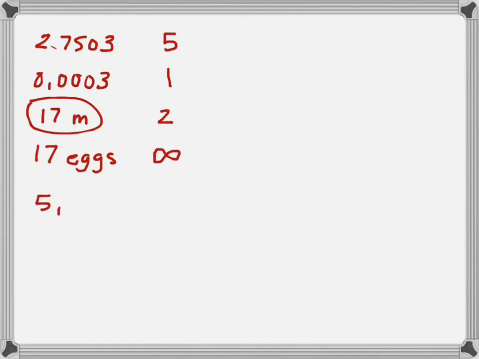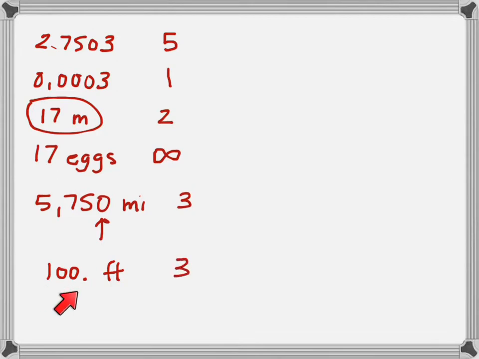Let's see. 5,750 miles. 3. Because this trailing 0, there's no decimal point in the number. How about that one? That one also has 3. In this one, I wrote a decimal point there. Did I have to write that? No. I wrote the decimal point there, and because there's a decimal point, the trailing zeros are significant. Any questions?